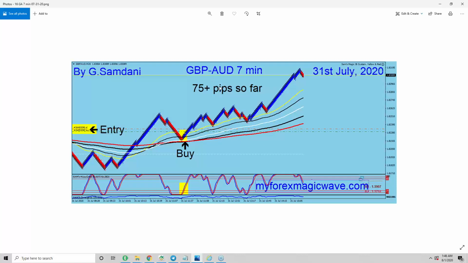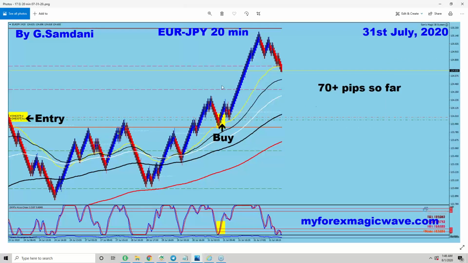And on Pound Aussie, on the 31st, 75 pip again from here. And I think the last one is Euro Yen, 70 pip. This is the entry here by the book. Okay, I think this is the last one. Yes, this is the last one on Friday, yesterday.